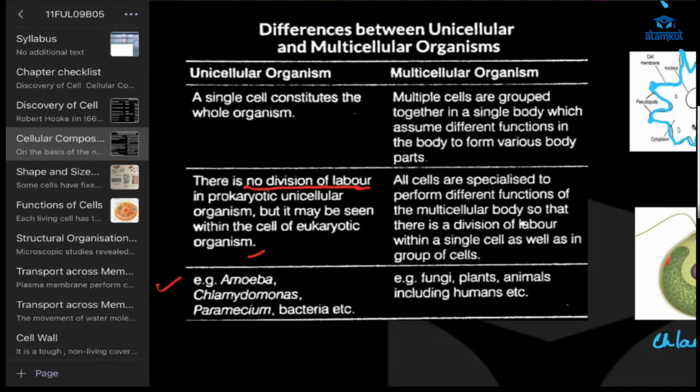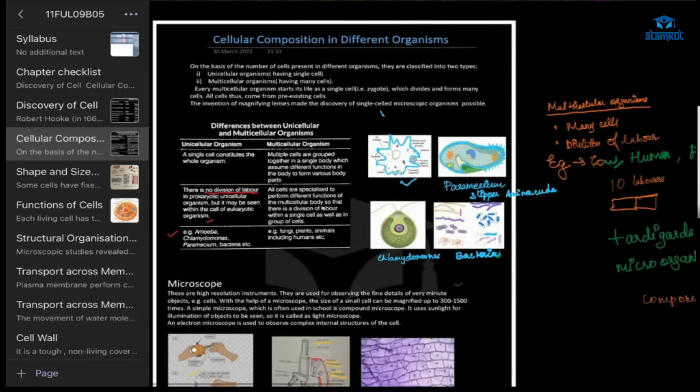Then there is one more thing: the shape-changing cells, right? In that, WBC, and the other one, amoeba. Sorry, white blood cell. Okay, so this thing is completed.